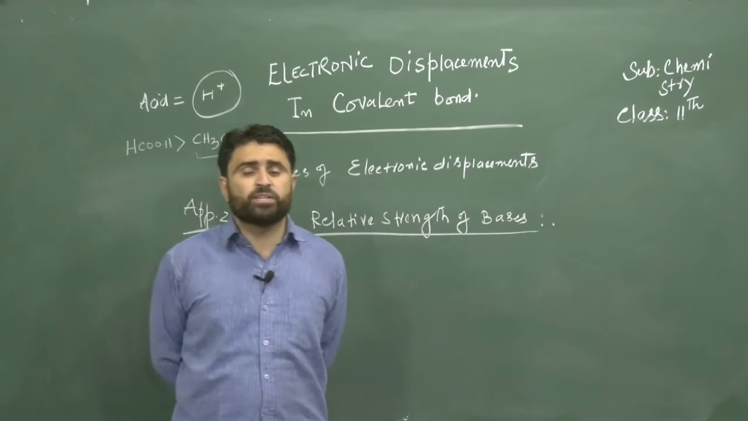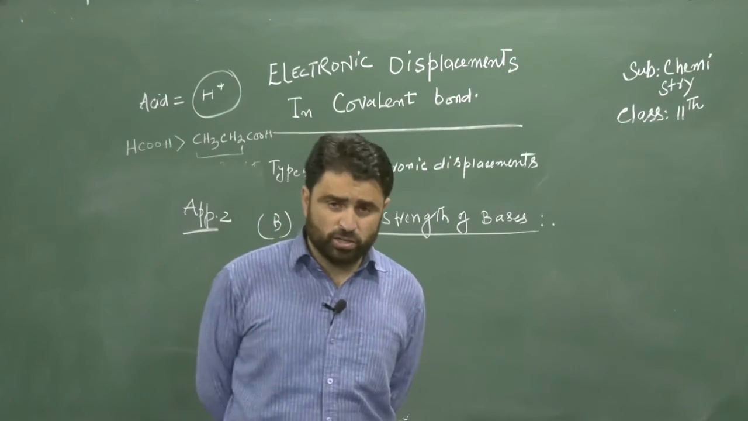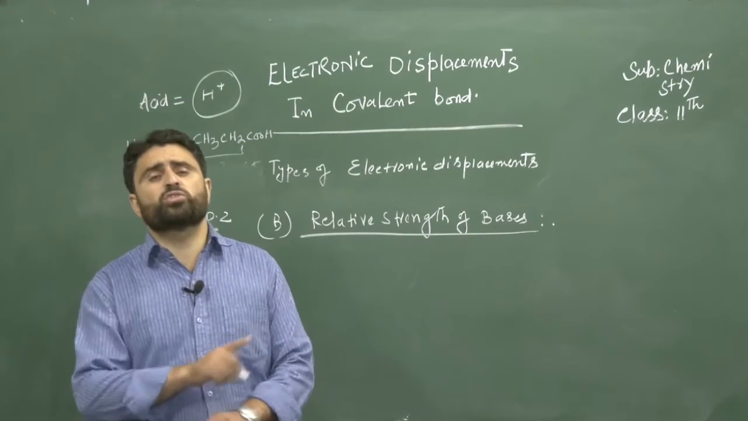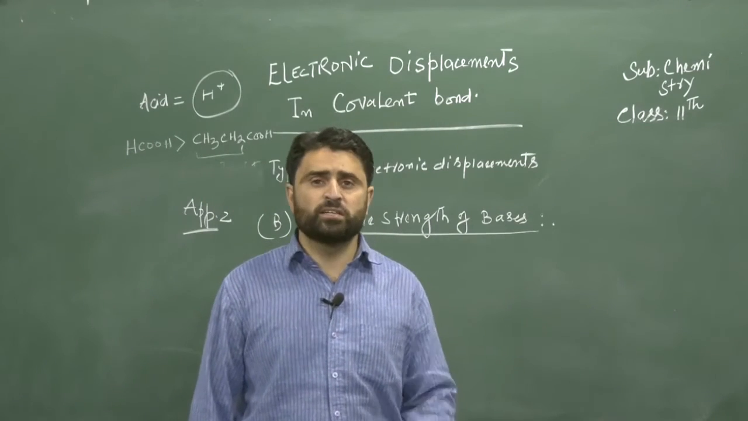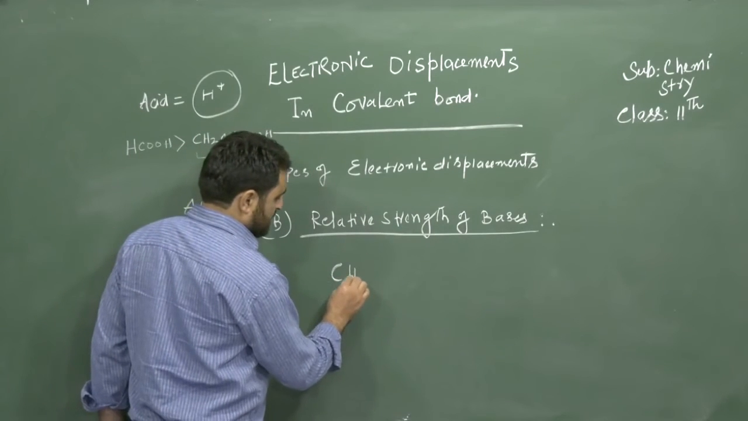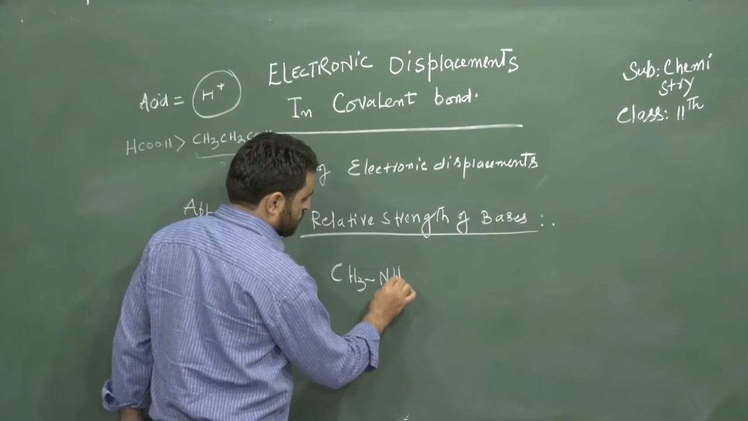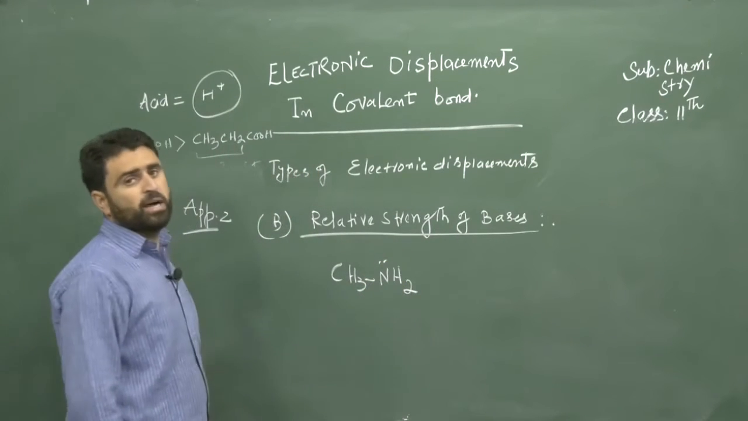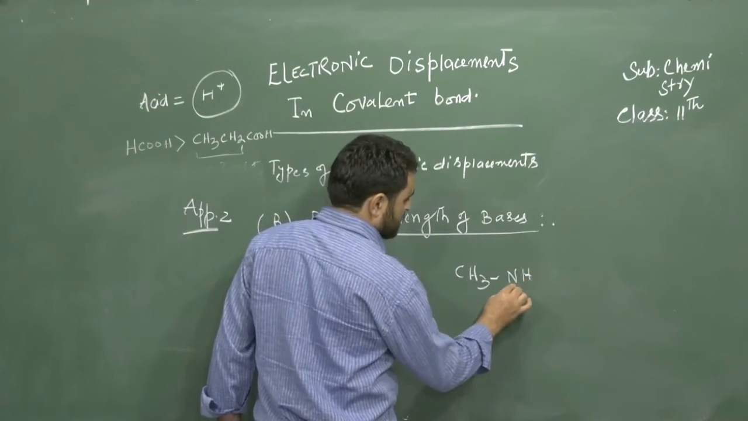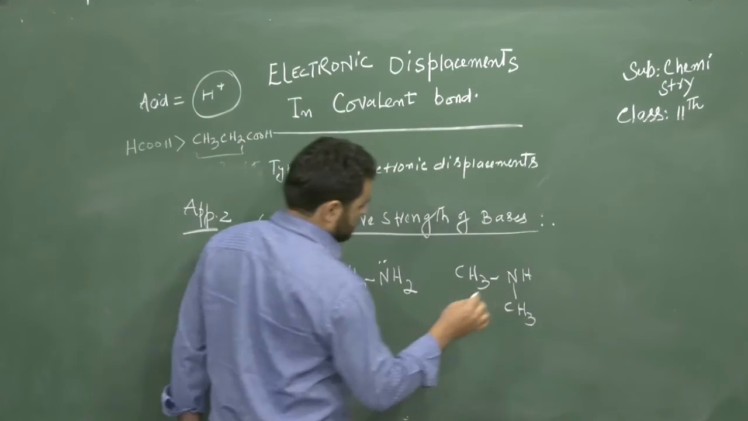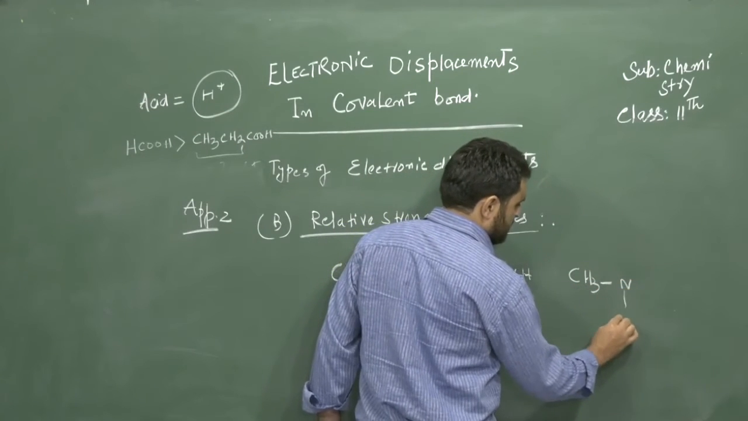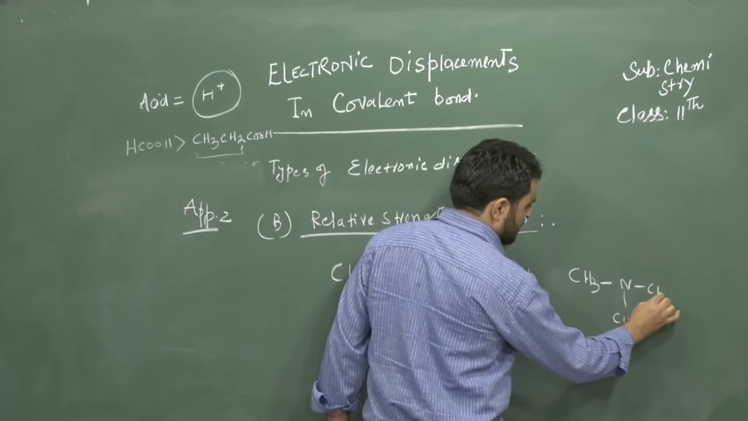So that is why methanoic acid is a stronger acid than ethanoic acid, because in methanoic acid there is no alkyl group. When there is no alkyl group, there is no inductive effect, meaning H positive will release rapidly. But in case of bases, I will write three bases: CH3NH2. This is called methylamine. Second is CH3NH, then here CH3, and third one is CH3 single bond N, CH3, CH3.